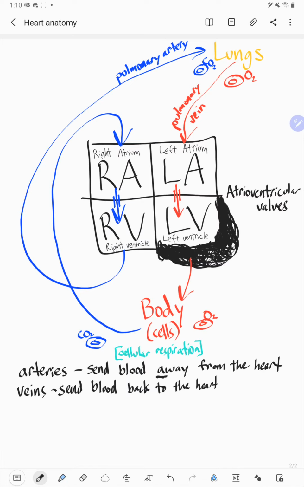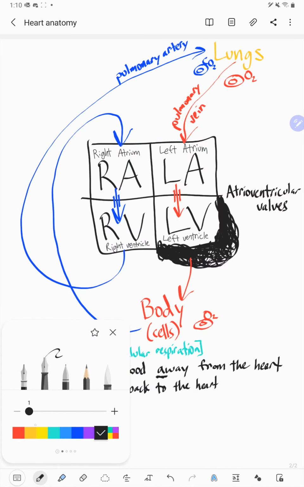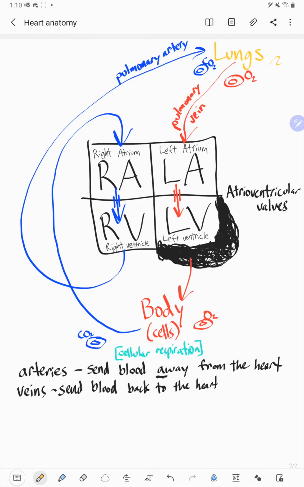Again, at the lungs, that's where gas exchange is going to occur. So let's label that, because we're swapping out the CO2, getting rid of the CO2 and taking in the oxygen. So we'll remember that the lungs is where gas exchange occurs.